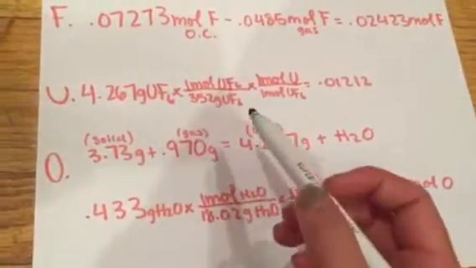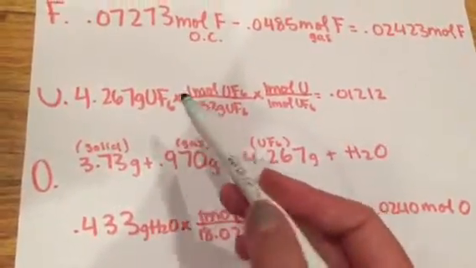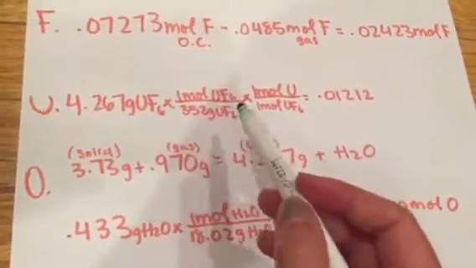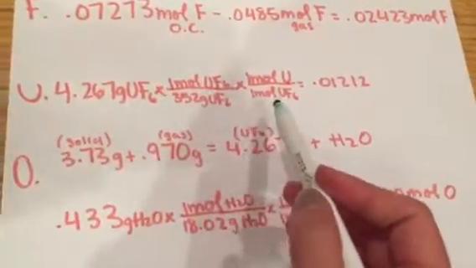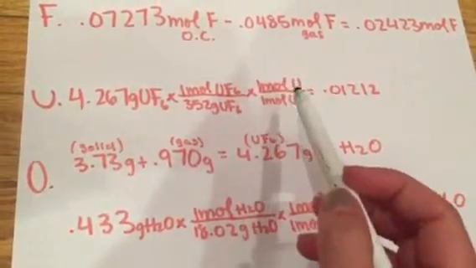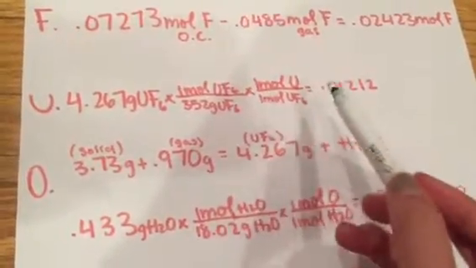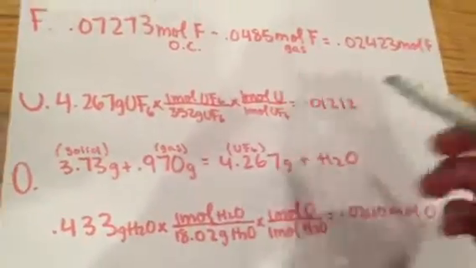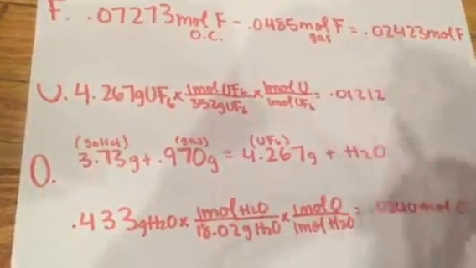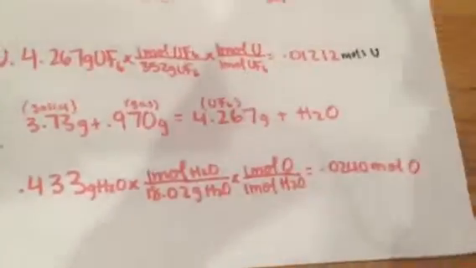We are going to take the molar mass of UF6, which is 352, put it on the bottom. We're going to convert UF6 into moles, so we'll put 1 mole of UF6 on the top. We need to cancel out our units over here, and we are going to put 1 mole of uranium on top, because if we disassociated UF6, we would end up with 1 mole of uranium. And our answer, when we put all that in our calculator, is 0.0121, and it would be moles of uranium.